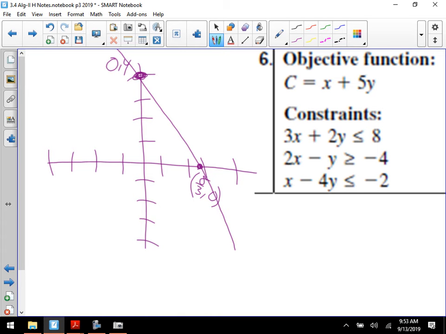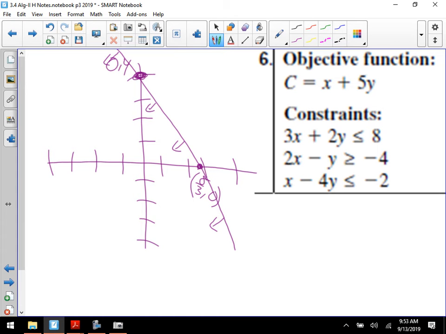Did that go through the origin? No. What's 3 times 0? 0. What's 2 times 0? 0. What's 0 plus 0? 0. Is that smaller than 8? Yes. So it's true, so we cover the truth. Because we're shady people, yes.